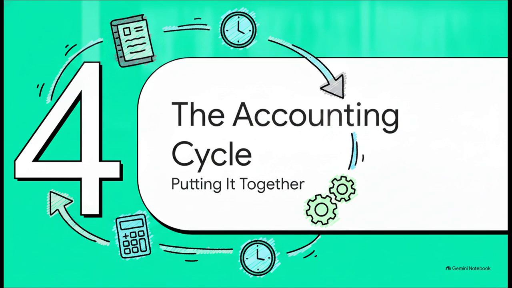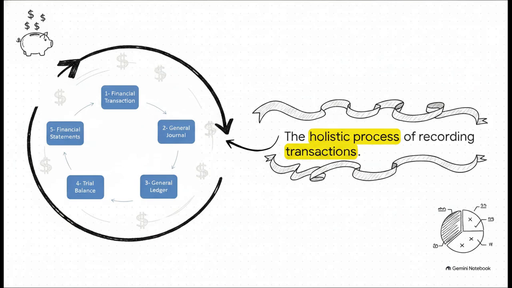Moving right along to Section 4, the accounting cycle. Let's see how this all fits together. So, how do we put these rules into daily practice? Well, the accounting cycle is this continuous circular flow. Think of it as tracking a single dollar on a journey from the very moment a transaction happens all the way to the final financial statements and then looping right back around again. It's a completely holistic process.